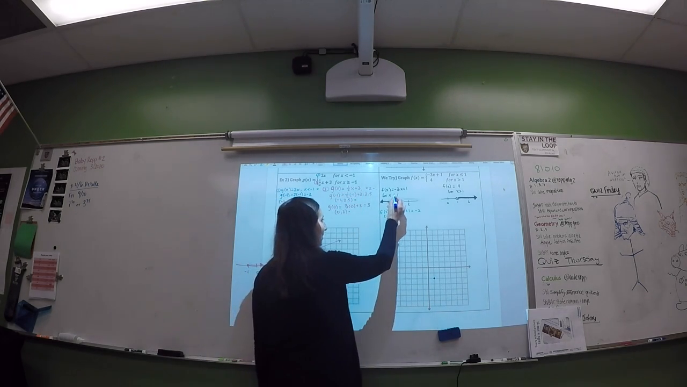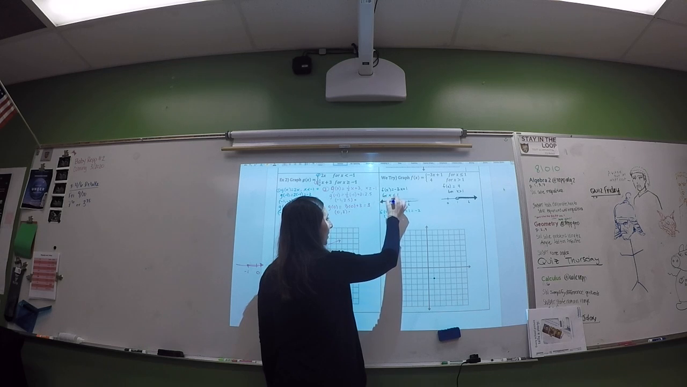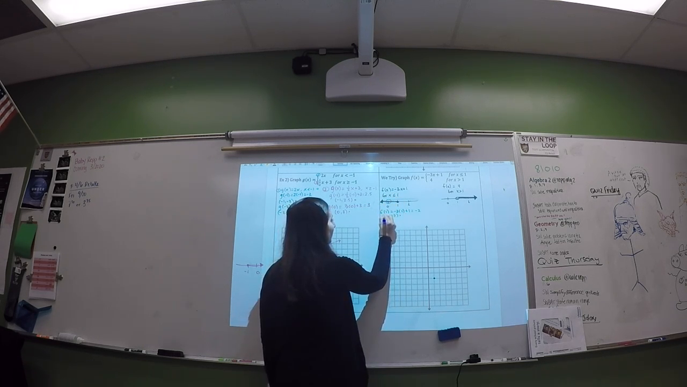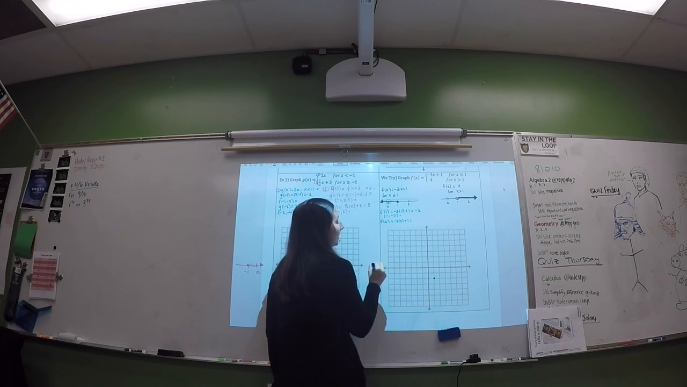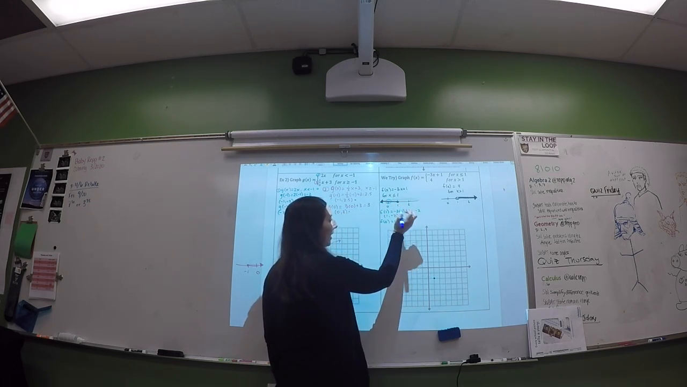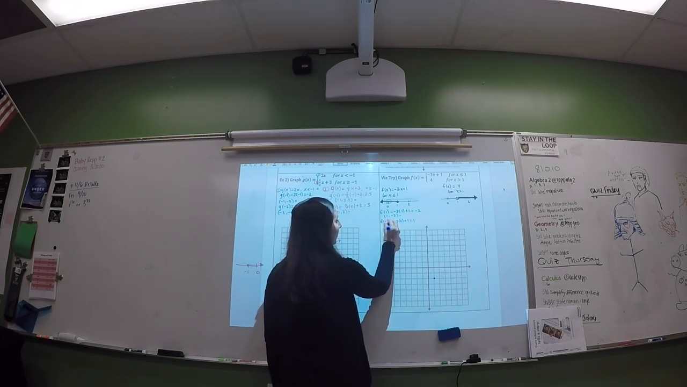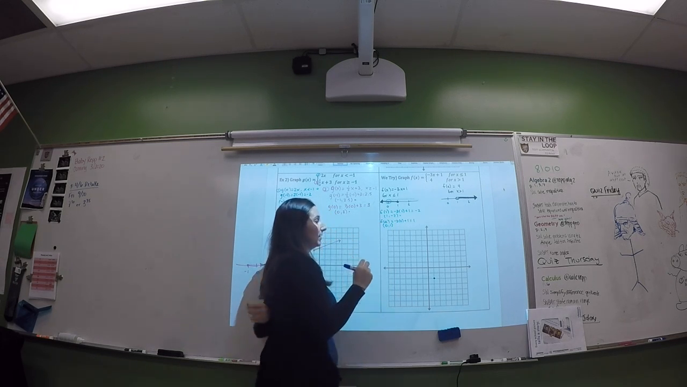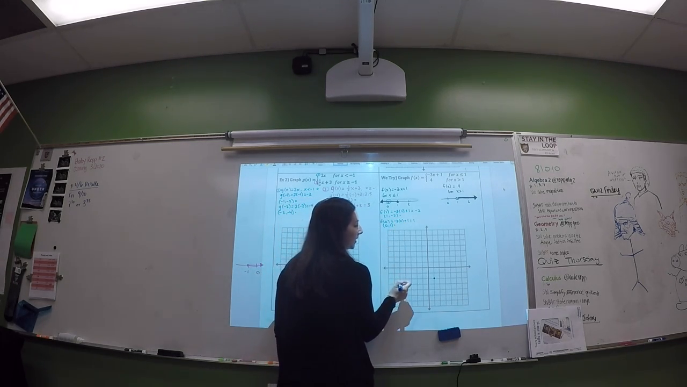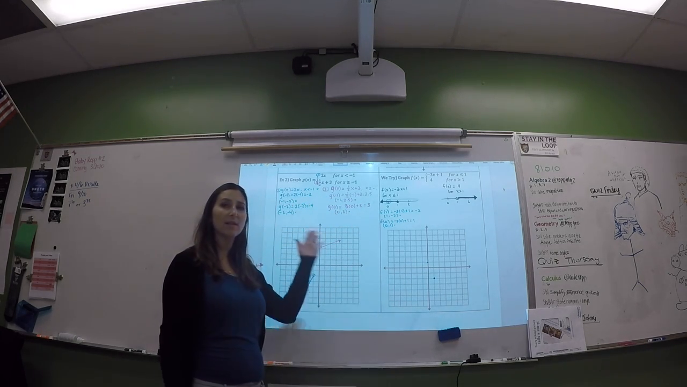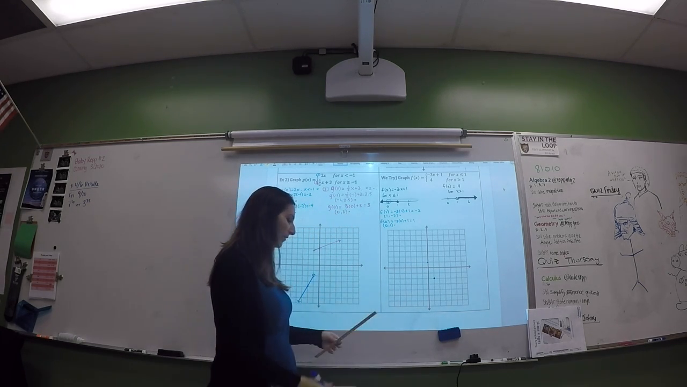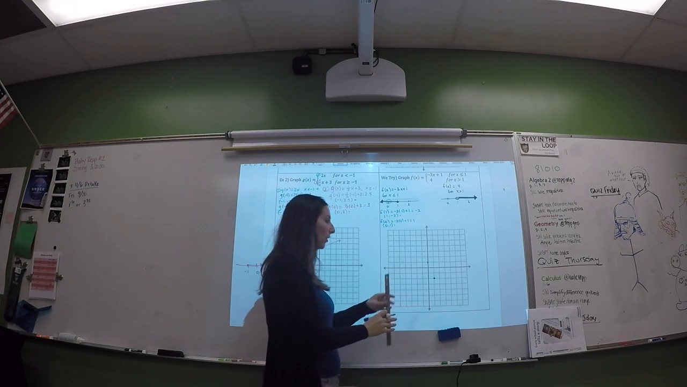We need to plug in something that's within this domain. Sure, 0. Plug in 0. So at 0, that's 1. Included, yes, because it's part of that part. So you get 0, 1. Here, we want everything to the left of the first point we graphed because it's everything less than x is 1.